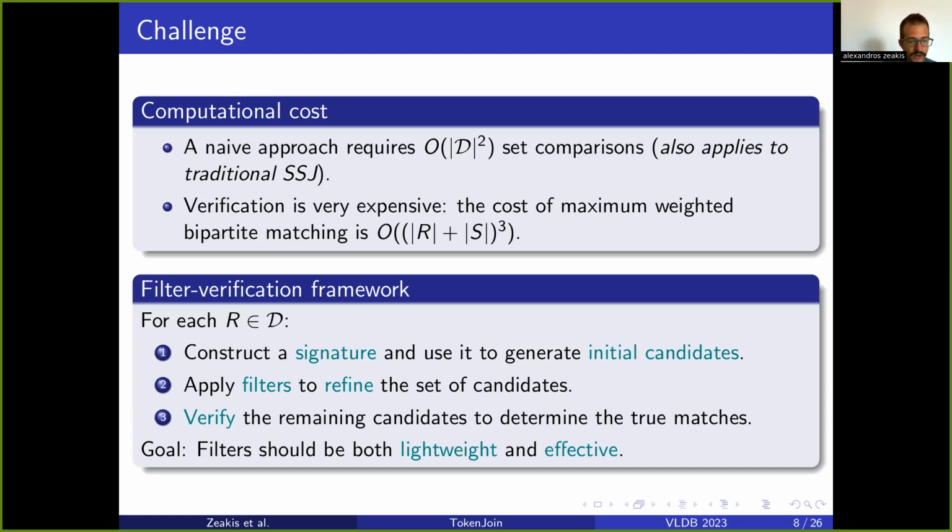Typically, methods for set similarity join follow the filter and verification framework. For each set R in the collection D, first, a subset of the tokens called prefix or signature is selected and used to generate initial candidates. Then, one or more filters are applied to refine the set of candidates. Finally, all surviving candidates are verified to find the true matches. The goal is to define filters that are both lightweight and effective.